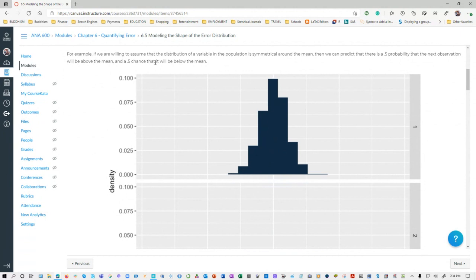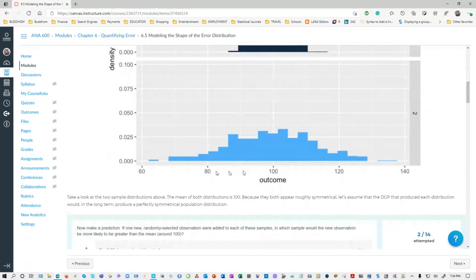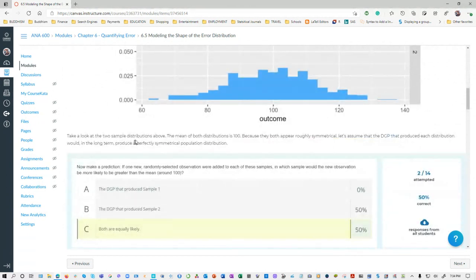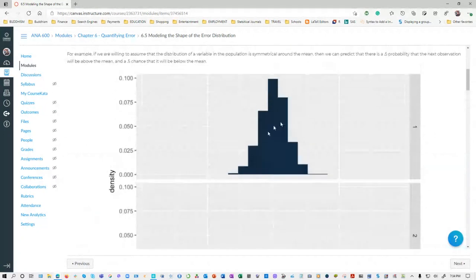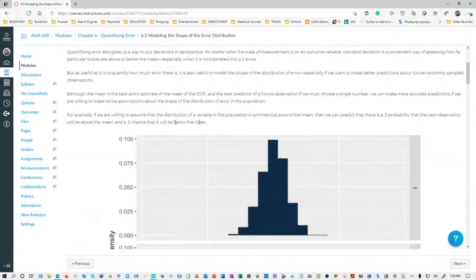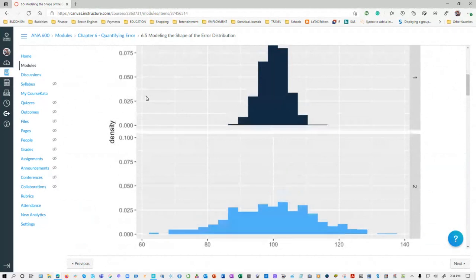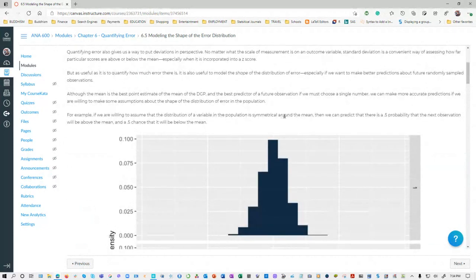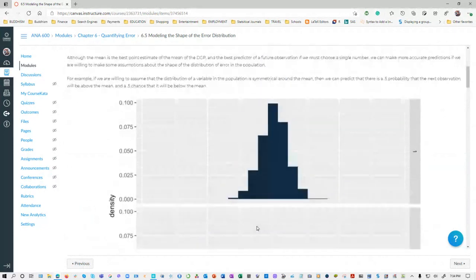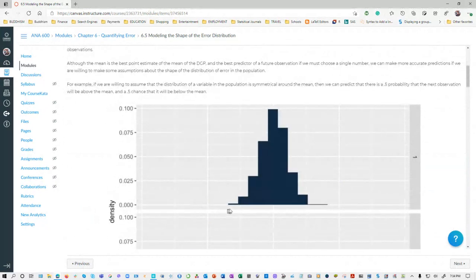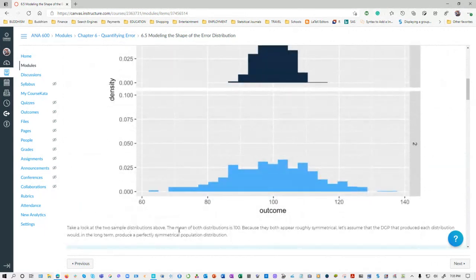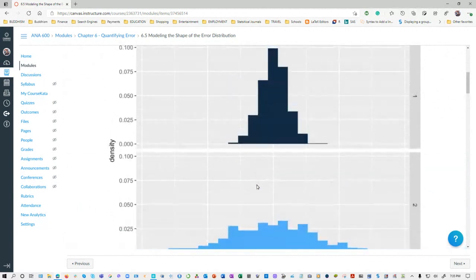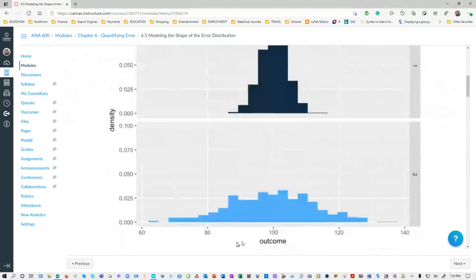Now take a look at the two sample distributions above. These are sample distributions. Instead of talking about the population distribution, we now consider these as sample distributions. The mean of both distributions is 100, in both cases.